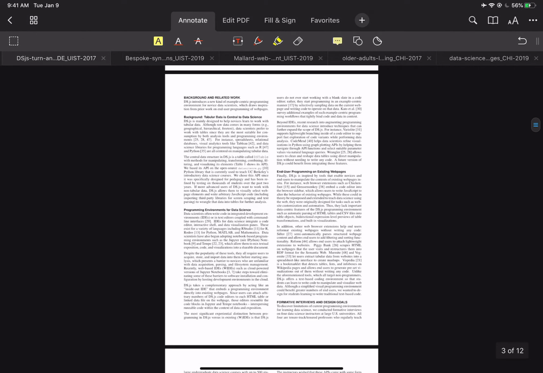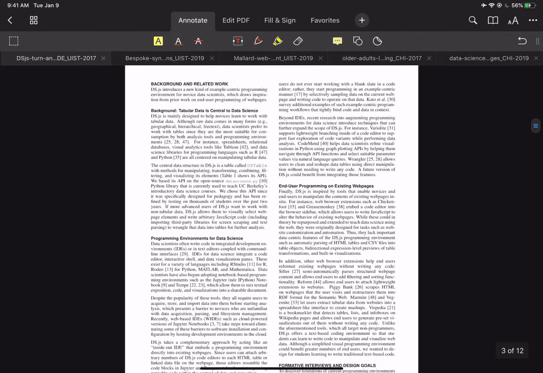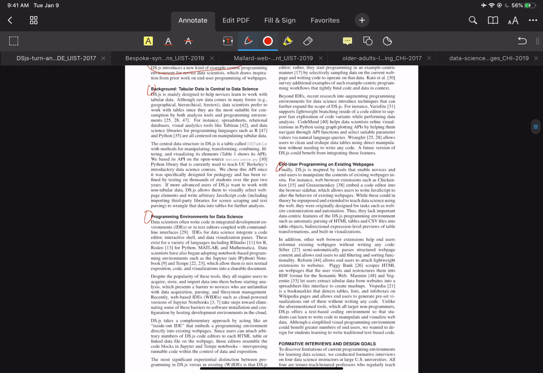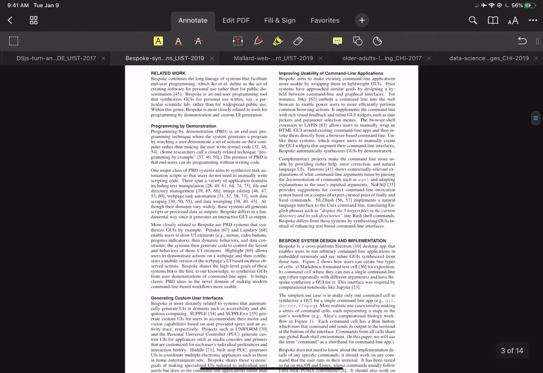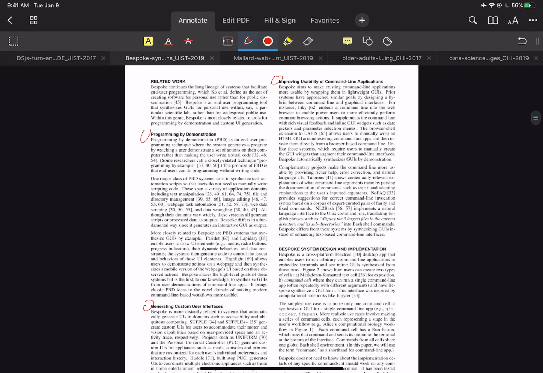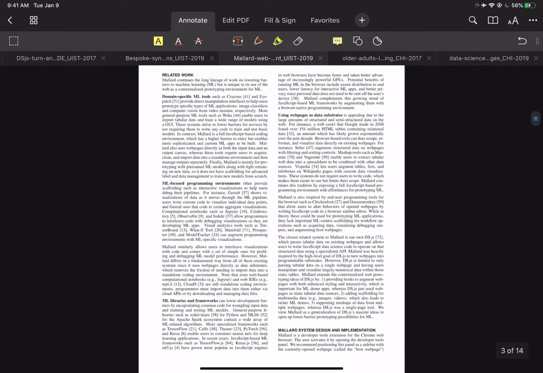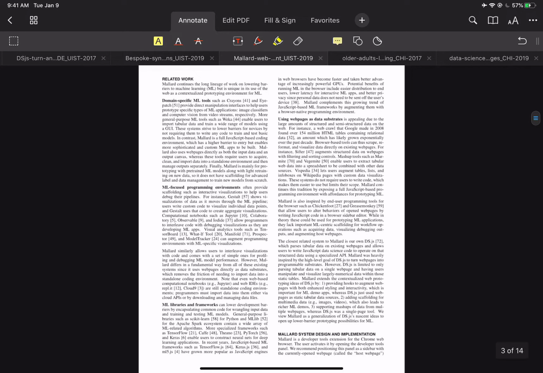This one says background and related work as well. So here's DSJS background and related work. One good thing to do is break it up into subsections. Usually you should probably have around 3 subsections here, and they're marked off nicely. Again, this is 3 subsections of related work. There are 4 subsections here, I guess.